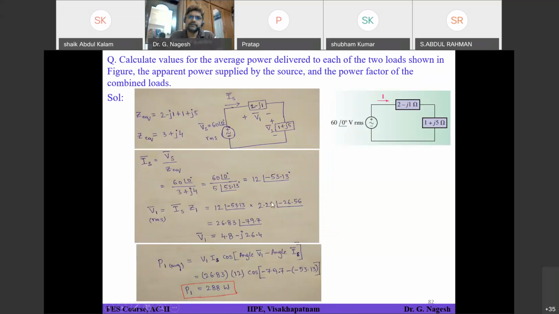So we started discussing and we found I effective square into R, that means 12 is your RMS value here, the source current. Okay, so that 12 is flowing into both the loads. So 12 square into 2 we have done and we got 288 watts.